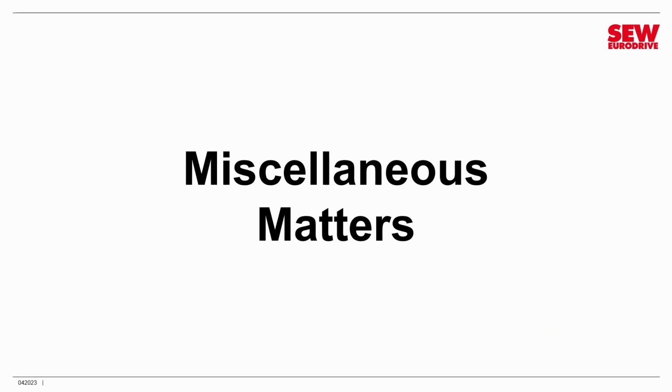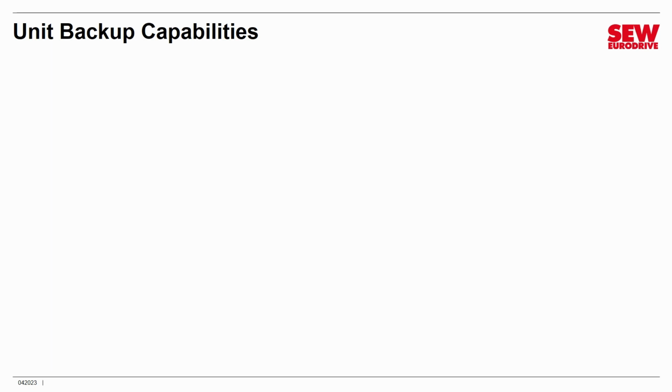All right, a few miscellaneous matters we're going to just tidy up here. Let's talk about backup. When you configure a VFD, you may have to do a lot of custom settings in complex applications. What if that VFD takes a lightning strike or something like that and dies? And you've got to get a machine back up and running because you're losing $10,000 an hour because that line is absolutely mission critical. What can you do? Well, there are several things you can do, but be aware of this.